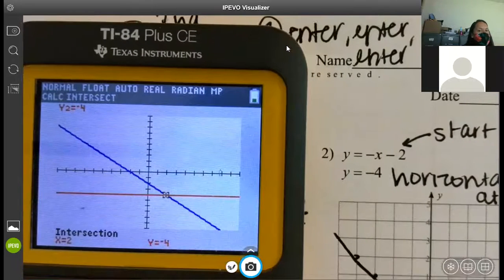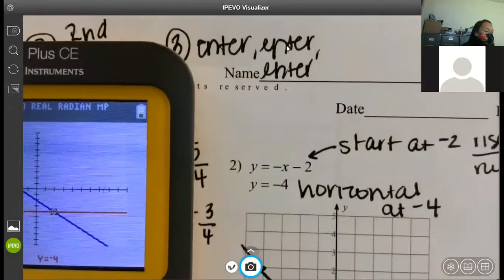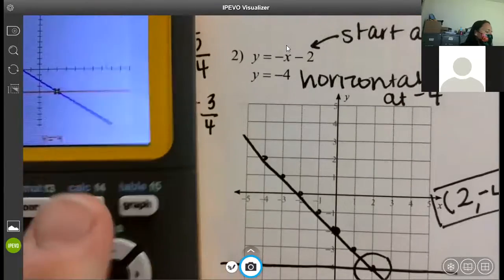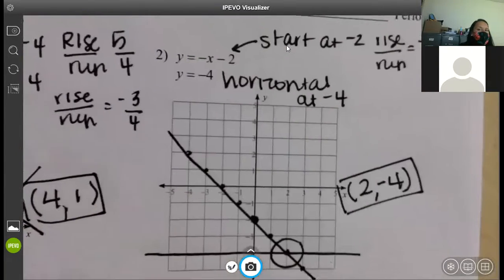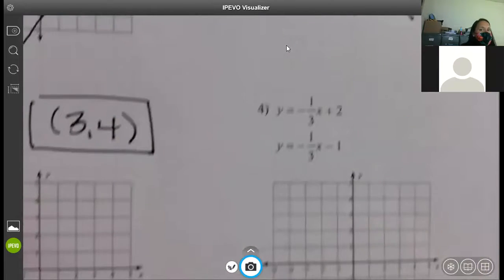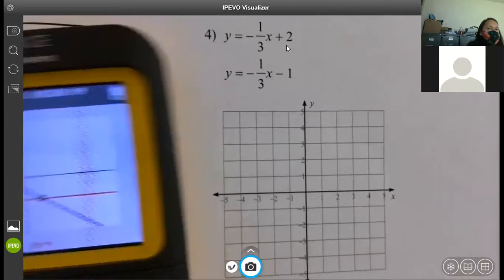And what do we get? What do we get? 2, -4, which is exactly what we got. You can't see it, but right there. That's literally all you did. So we're going to look at number 4, and we're going to put it in the calculator.